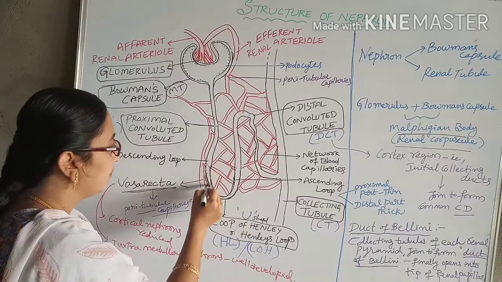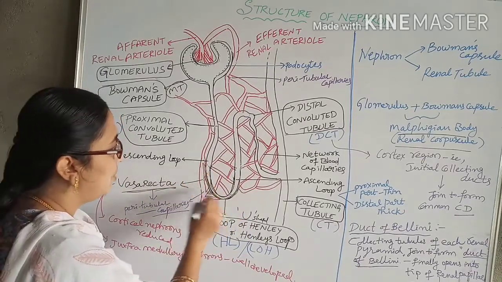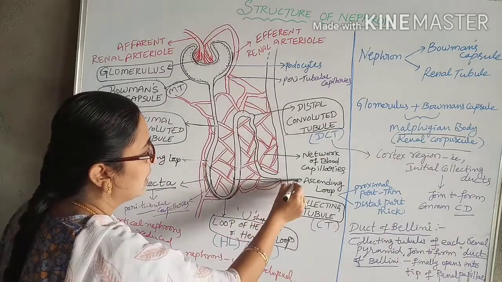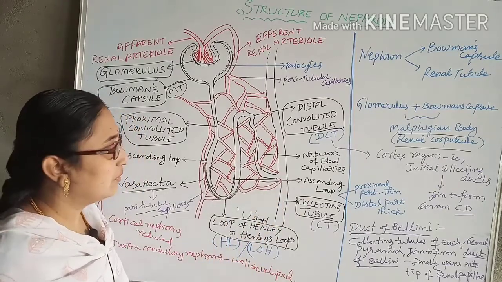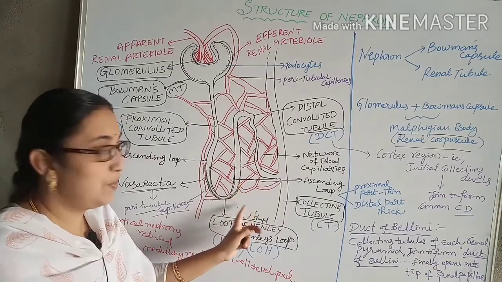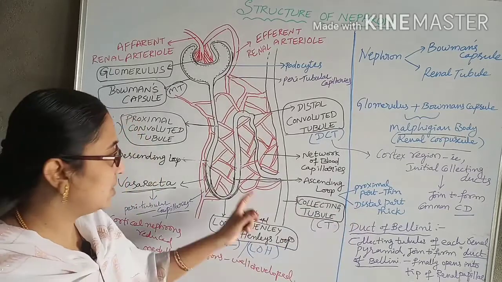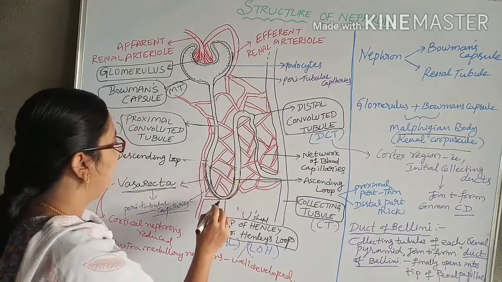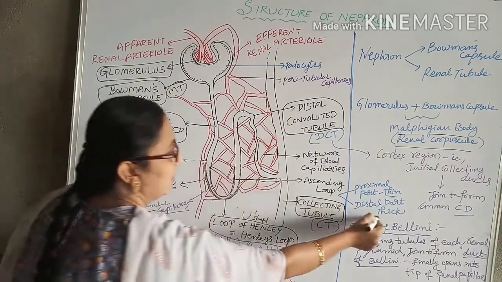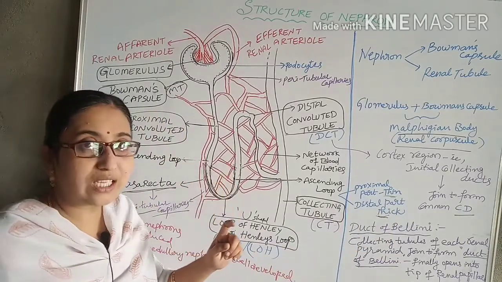Okay. So here the loop of Henle, the proximal part of the loop of Henle is the distal loop and it is the ascending loop. So the ascending loop of the Henle's loop consists of two parts, that is proximal part and distal part. The proximal part is thin whereas the distal part is thick.